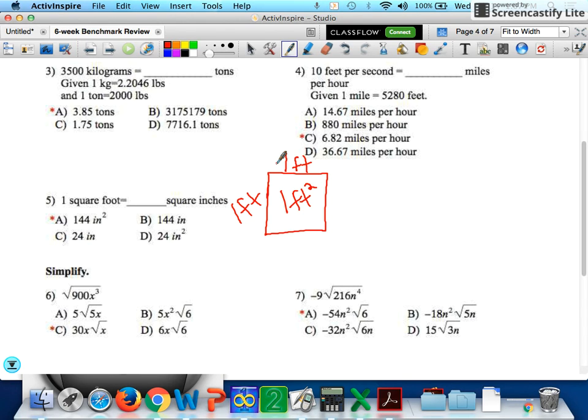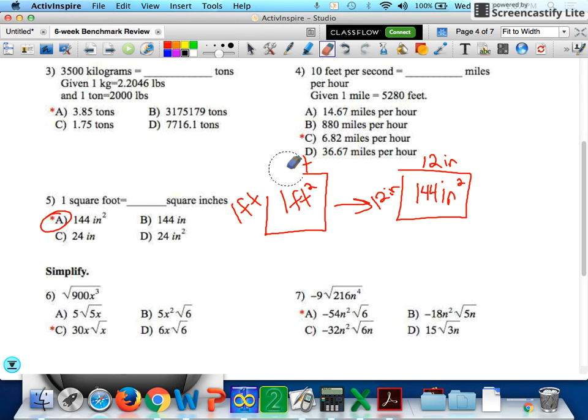1 times 1 is 1. Feet times feet is square feet. But if we take that and apply it to inches, a square foot would be 12 inches by 12 inches. 12 times 12 is 144, and inches times inches is inches squared, therefore giving us A.